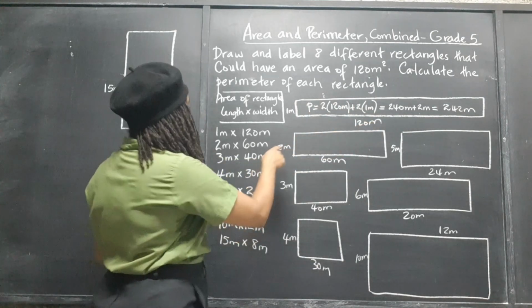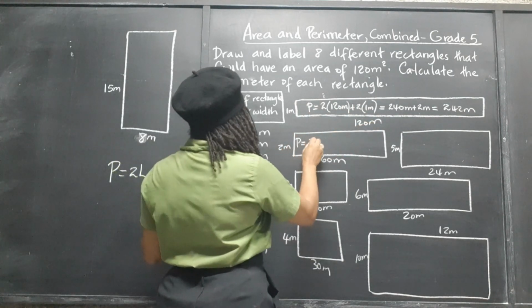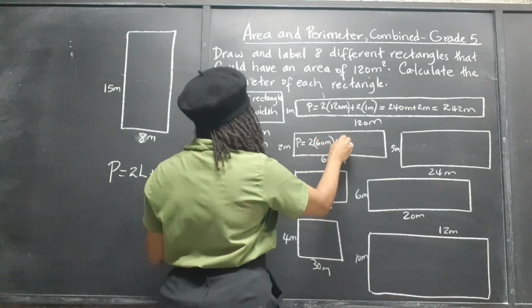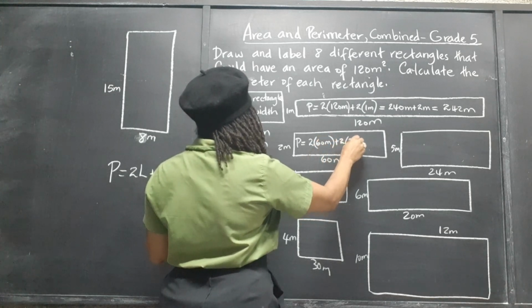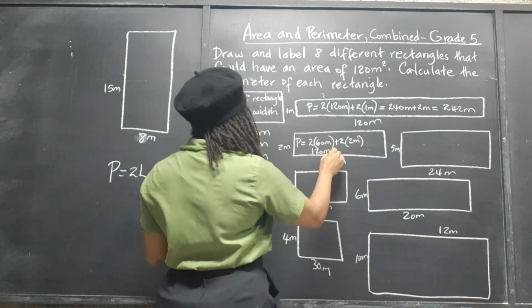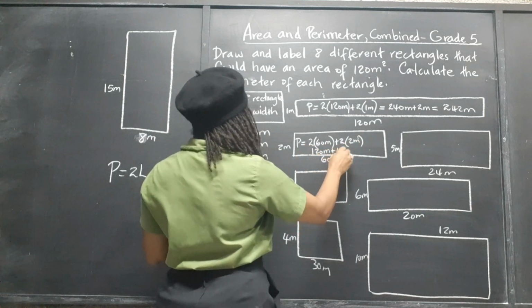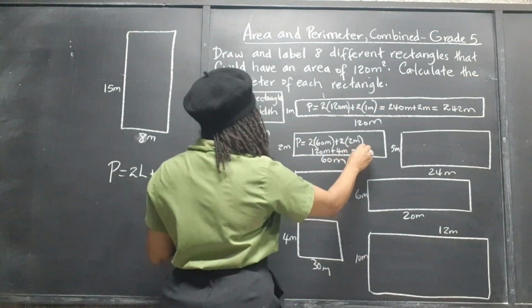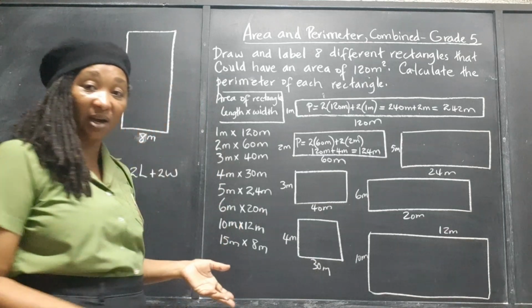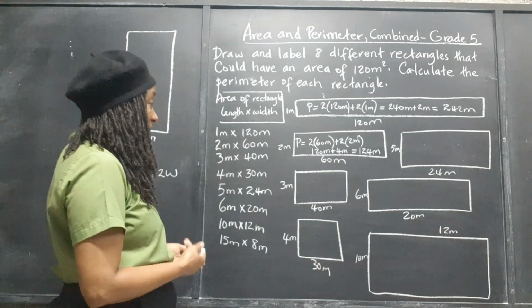The perimeter of this one, 2 times the length plus 2 times the width. So 2 times 60, that's 120, and 2 2s are 4. So this perimeter is 124 meters. Okay? Same area, they have the same area, different perimeter.